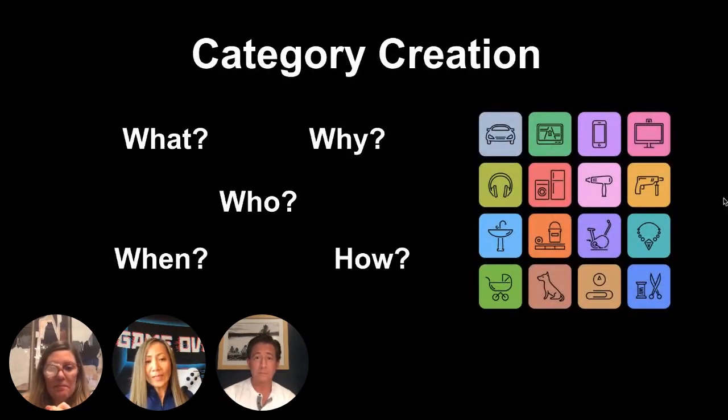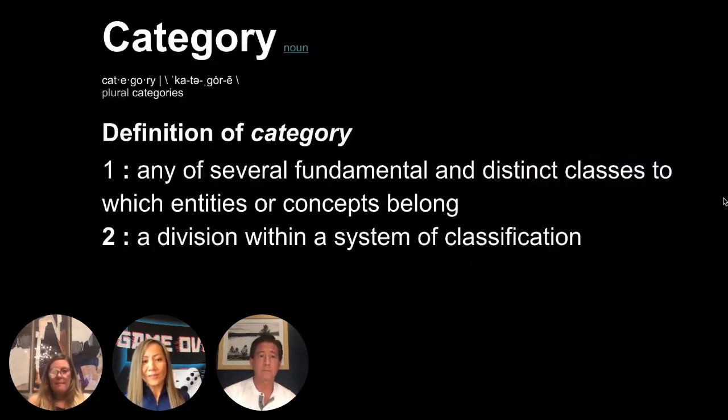So before we dive into answering the first question, which is what is category creation, let's talk about what a category is. So I pulled up the official definition of category, and this is what Webster's dictionary thinks category is: any of several fundamental and distinct classes to which entities or concepts belong, or a division within a system of classification. And I think the point here is it's about relativity, right? So a category isn't about you, it's about you within a context of others.